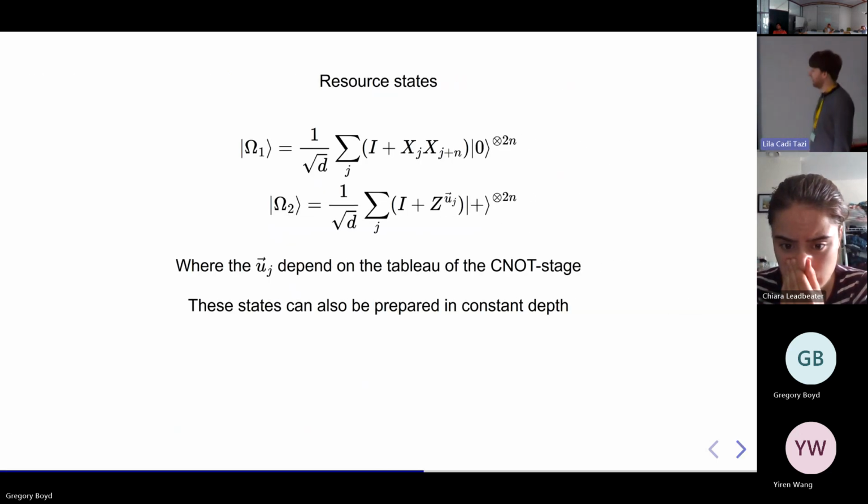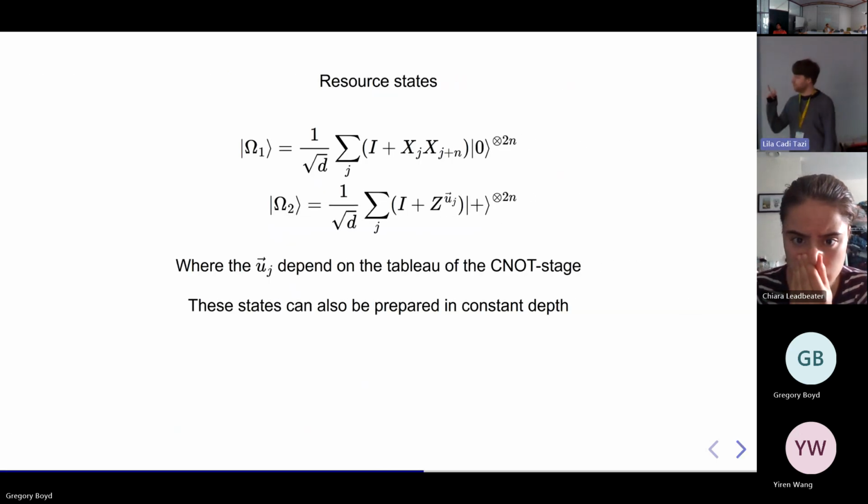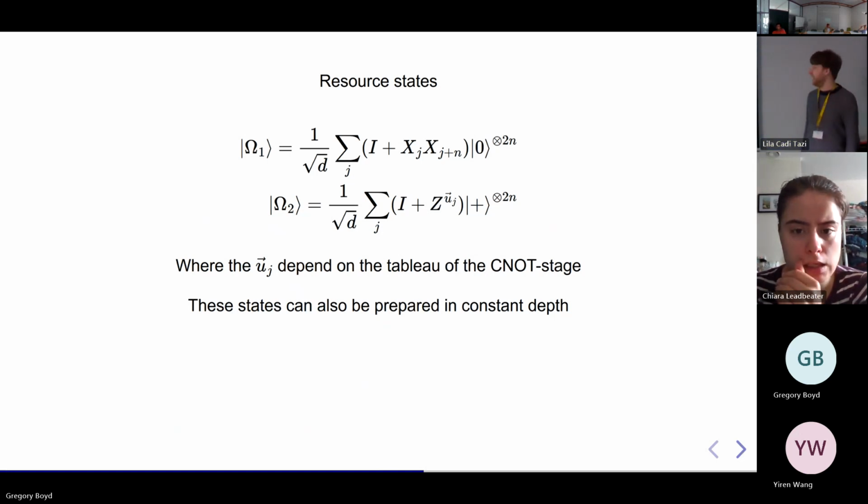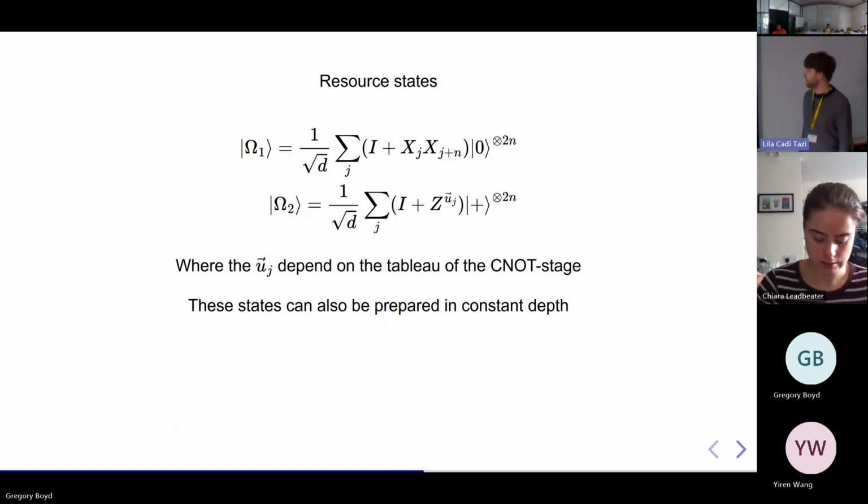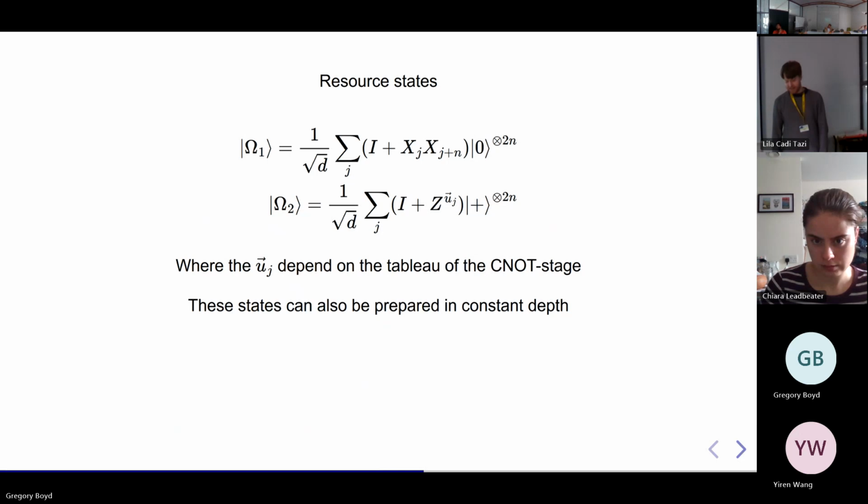And it turns out this is what they are. Omega 1 doesn't, in fact, depend on what the C stage you're doing is at all. And omega 2 has this sector U, which depends on the binary matrix representation of that CNOT stage. And I point out that these states can also be prepared in constant depth.